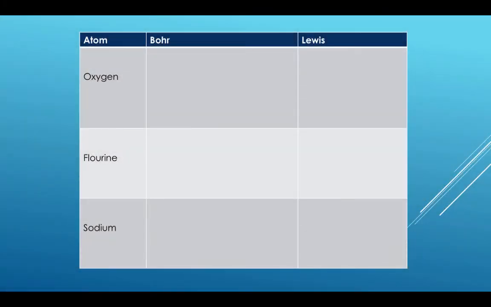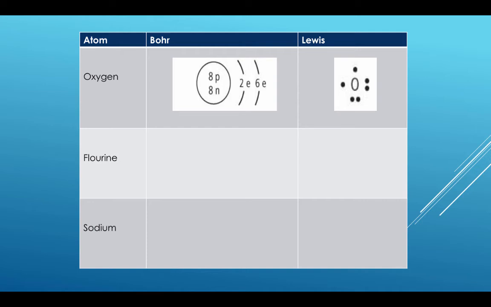Oxygen has a Bohr diagram that looks like this. The K shell is filled while L shell has 6 electrons. The Lewis dot diagram would simply look like this: 6 valence shell electrons.